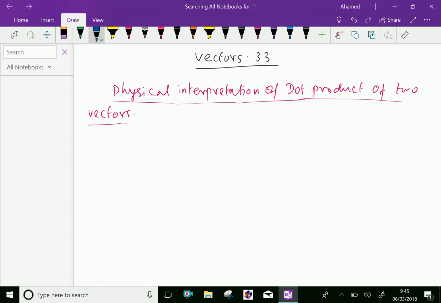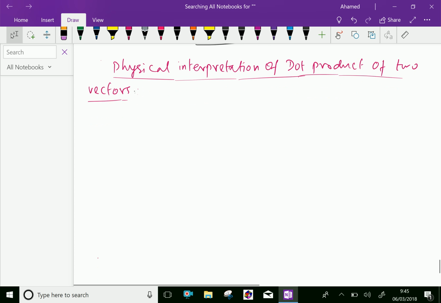In vectors, let us discuss the physical interpretation of the dot product of two vectors. Consider two vectors A and B. Here, the physical interpretation of the dot product of two vectors is the definition of work.